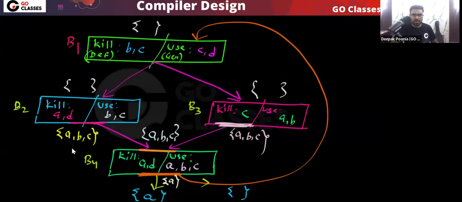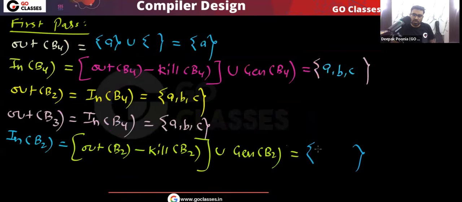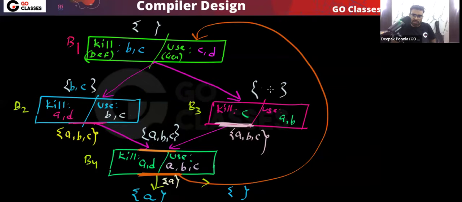Here you can see that from this out of B2, first you kill AD. AD will be killed, means A is killed. Then you generate BC. BC is already there. So finally you will get B comma C only. Very simple. So you will get B comma C.